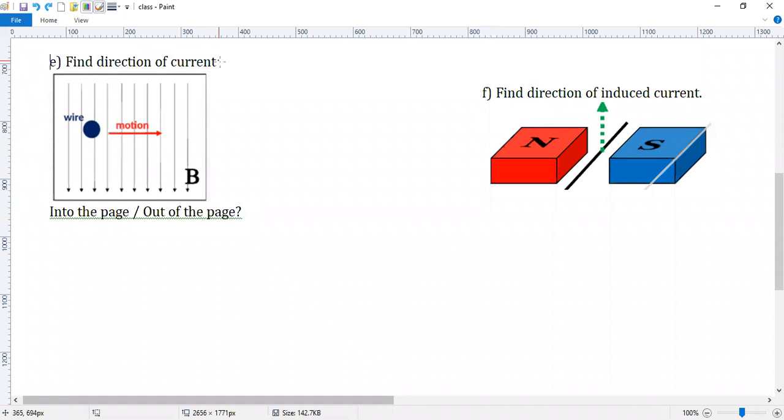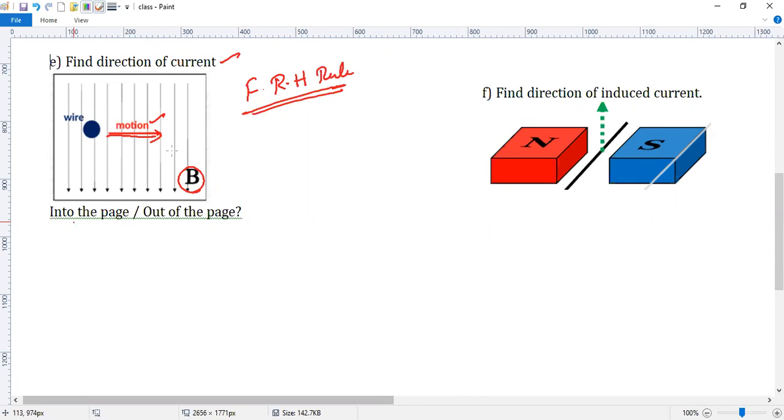You have to find the direction of current, and here they have given the magnetic field like this, and the motion of the conductor is happening in this direction. So the direction of current will be an induced current. When a current carrying conductor is moving in a magnetic field in this direction, what will be the direction of induced current? It should be found with Fleming's right hand rule. So you have to apply the right hand rule.